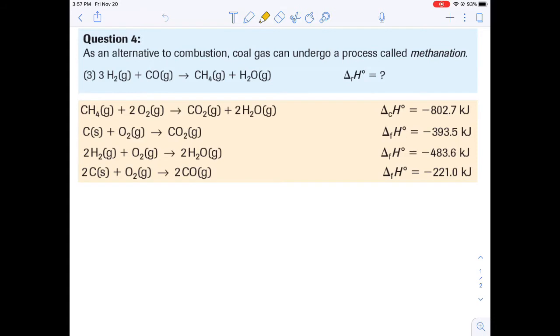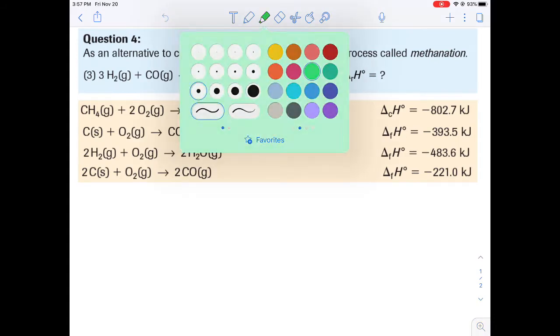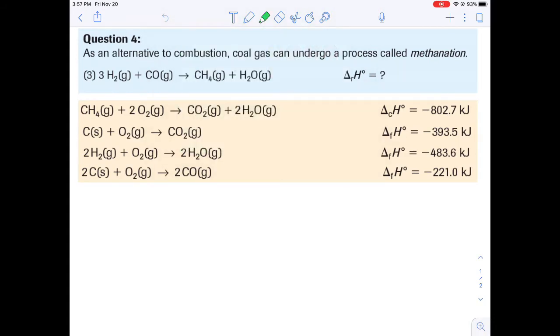But essentially, whenever we're doing a Hess question, what we want to do is focus on the discrete or the very specific reactants and products that are in each of the reactions. So if I look at this reaction, I want 3 moles of hydrogen and 1 mole of carbon monoxide to react to make 1 mole of methane and 1 mole of water. We're going to try to find that amount of energy.